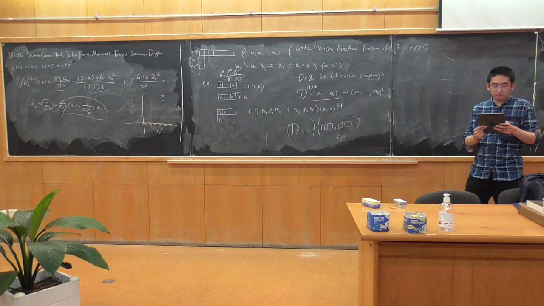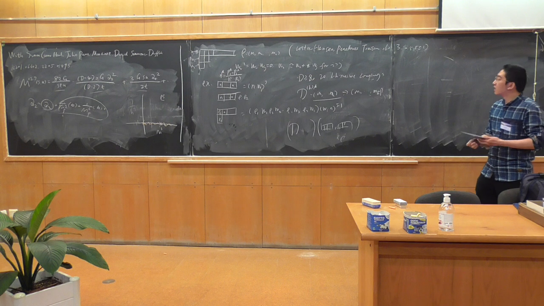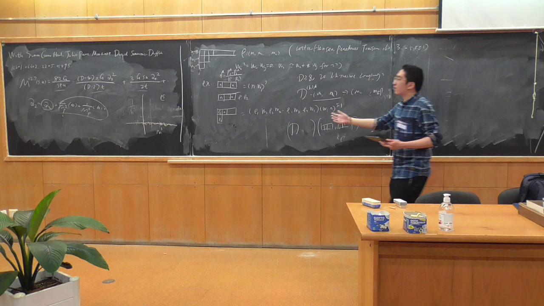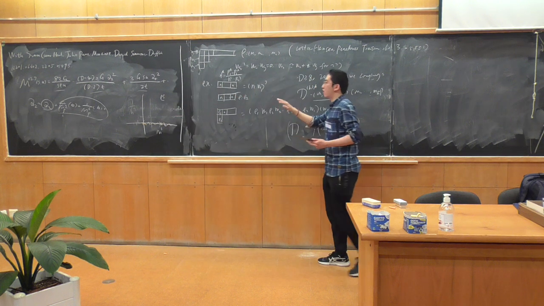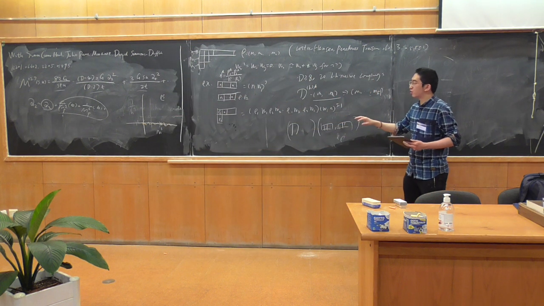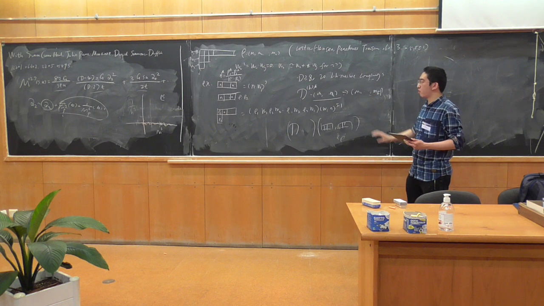So now we have the low energy and the high energy. The low energy is usually the EFT amplitude at tree level. The high energy we can construct with the partial waves.